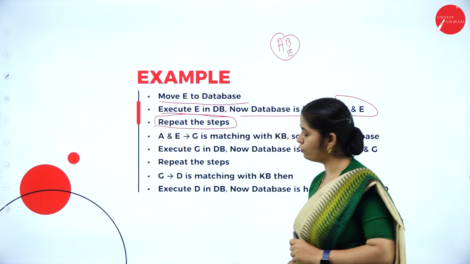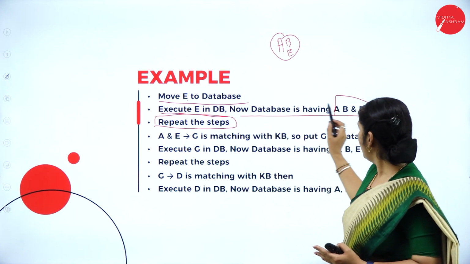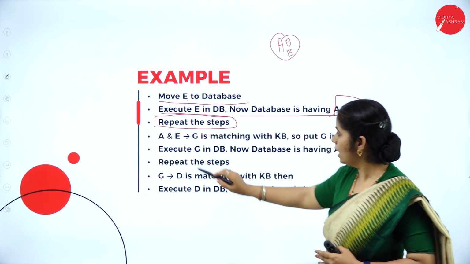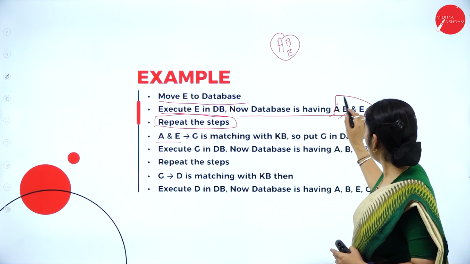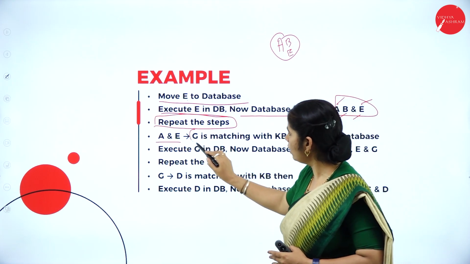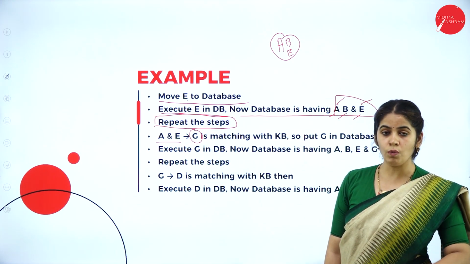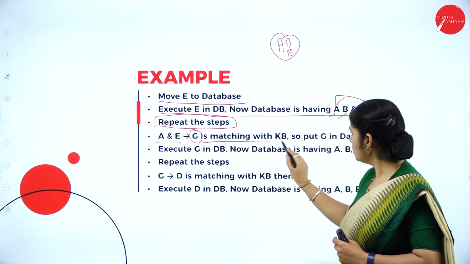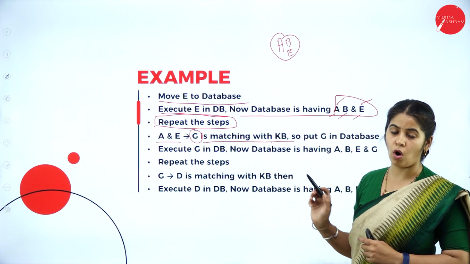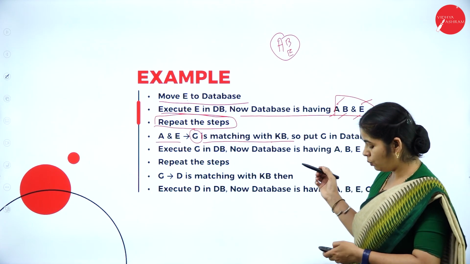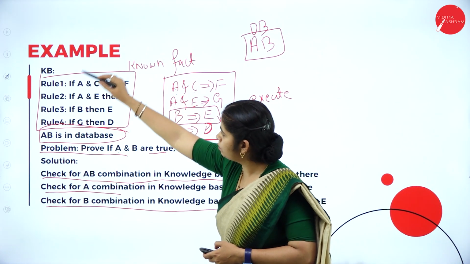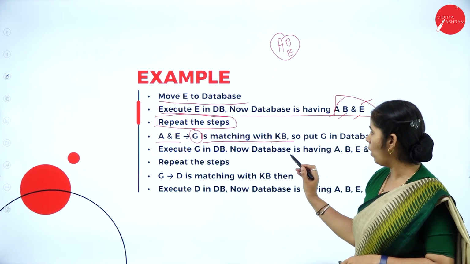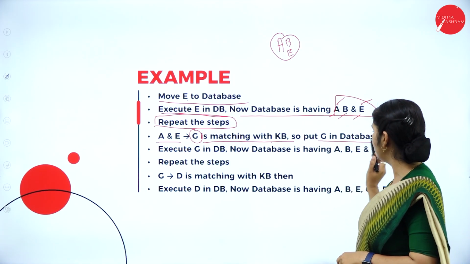What step do we have to repeat? We have to check. A is there, B is there and E is there in the database. A and E implies what? G, right? So we have that as rule number 2, which matches the knowledge base that is provided. A and E implies G. So put G in the database.